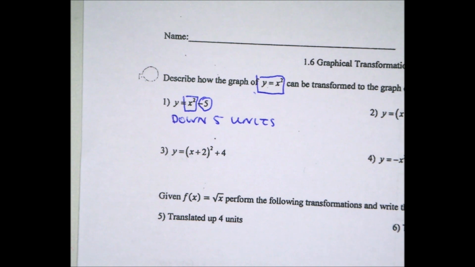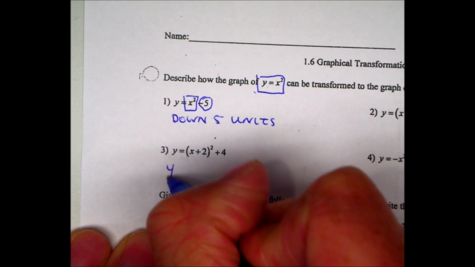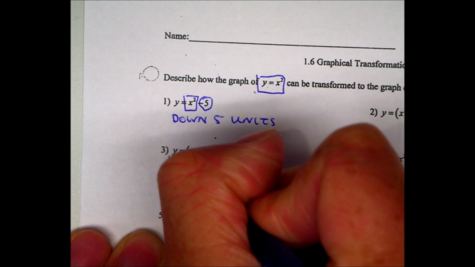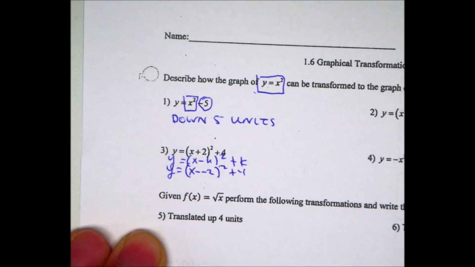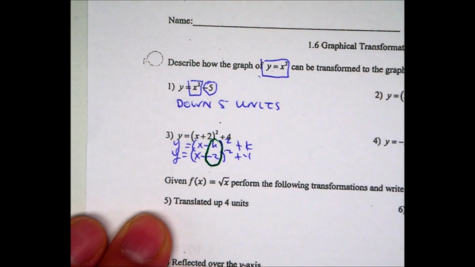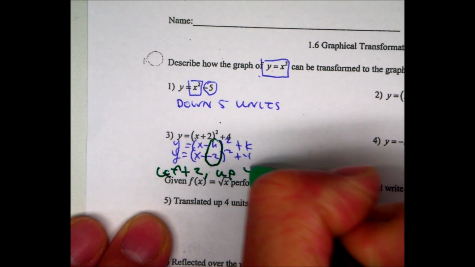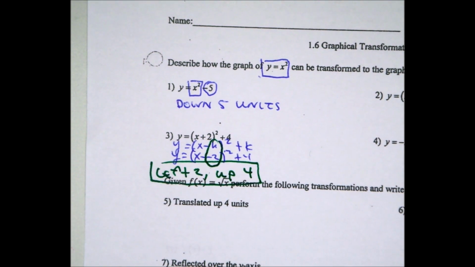Number 3, Daphne. If you're having trouble with this one, you can put it as x minus -2 squared plus 4, and then your form is y equals x minus h squared plus k. If you recognize that the formula has a minus sign, then your h value is -2, and that's left 2, as Daphne said, up 4. So this one had a double. Raise your hand if you got that. Nice. We got it right.